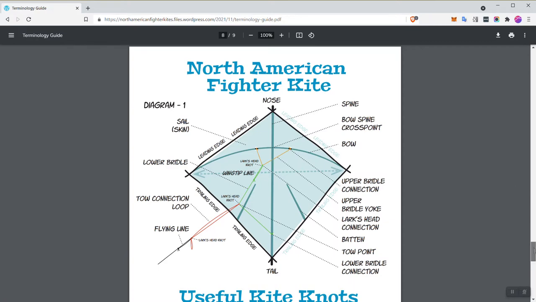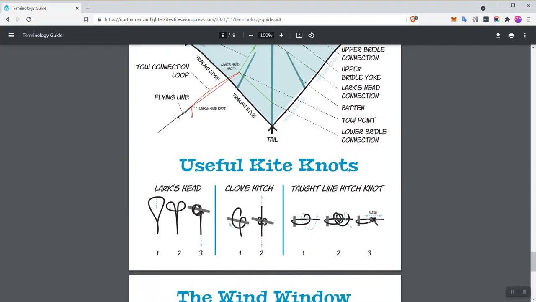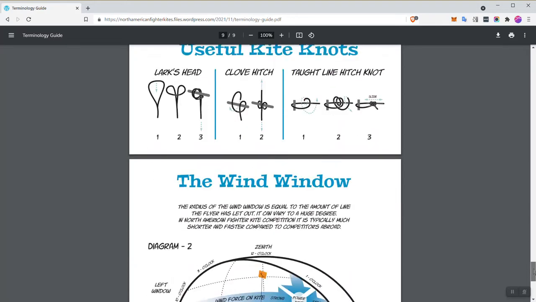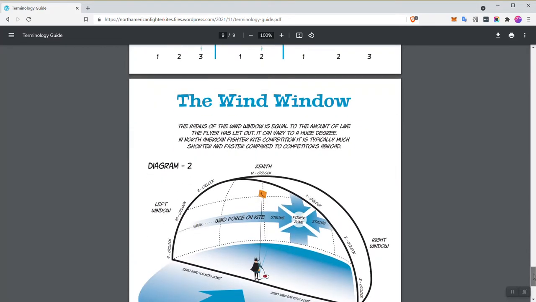In addition to this, he has shown how to make three knots. And with these three knots and no others, you could get by with making a North American fighter kite and make all the knots that were required, and they would be secure and function just like they're supposed to be. And those are the three primary knots. And then he goes on to this.